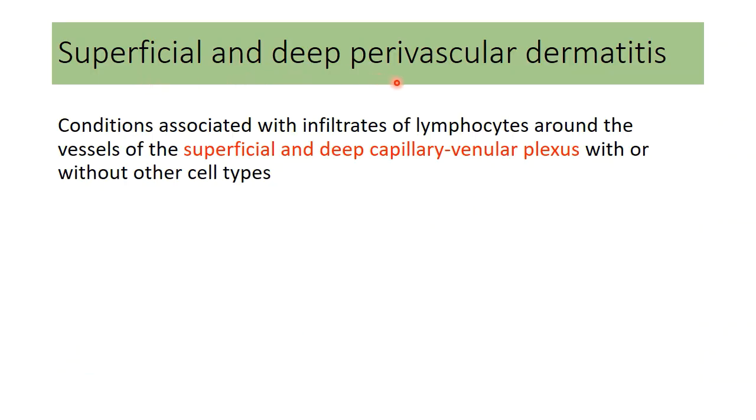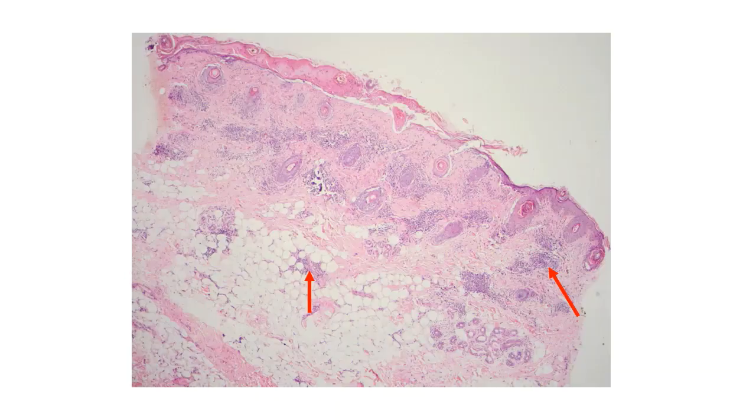Superficial and deep perivascular dermatitis. These are the conditions associated with infiltrates of lymphocytes around the vessels of the superficial and deep capillary venular plexus with or without other inflammatory cell types. Here we can see both superficial and deep perivascular inflammation. Deep, here we can see the lower dermis and the subcutaneous area with perivascular lymphocytic infiltration.